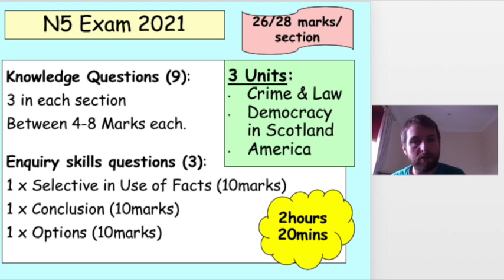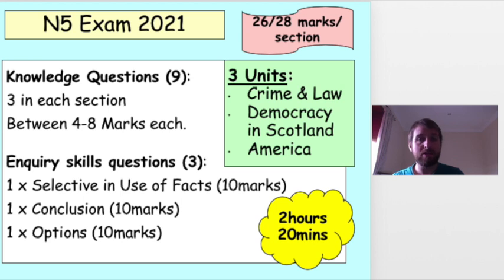The other ones are inquiry skills, and that's where they give you the information. You get a selection of facts and figures where you need to pull the information from the text that they give you, which we've done some work with in S3, and we're going to go into that in a bit more detail. All of those are 10-mark questions. It can be selective use of facts, where you need to pick and choose some information to prove a point and say whether or not you agree or disagree with something.